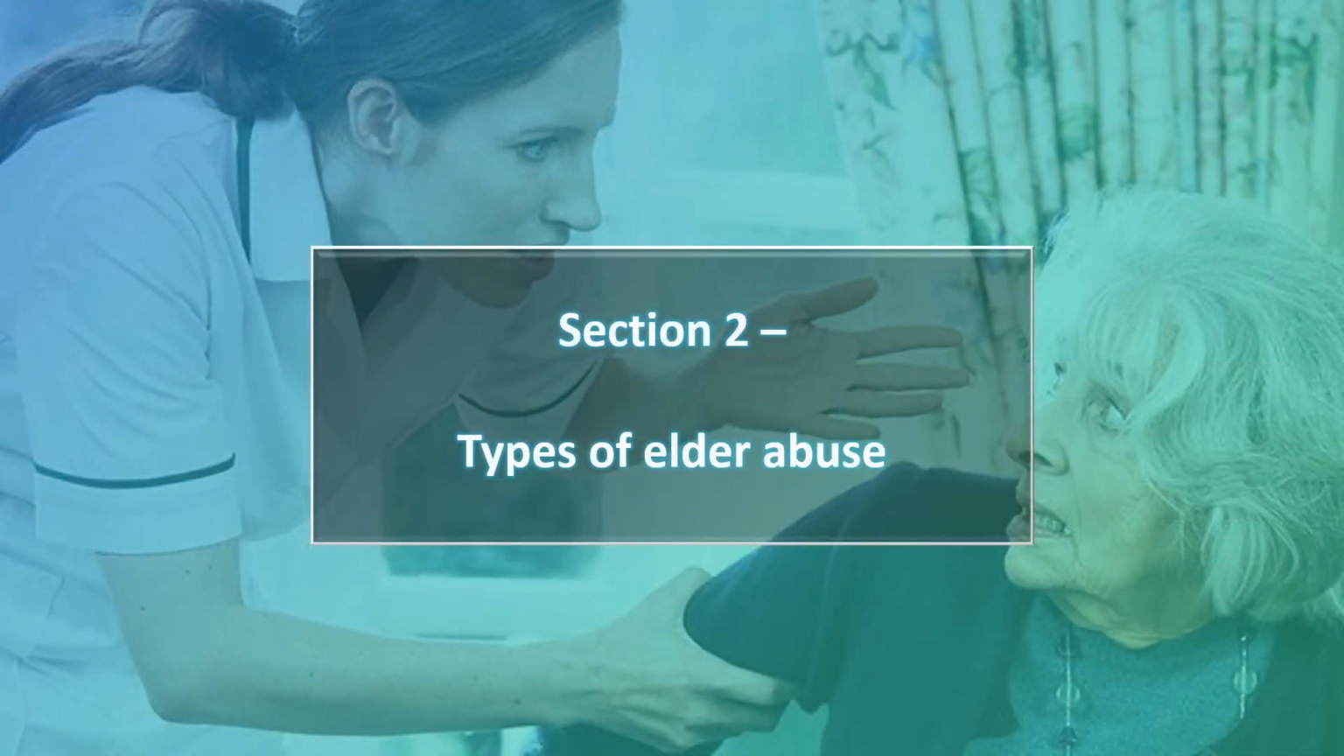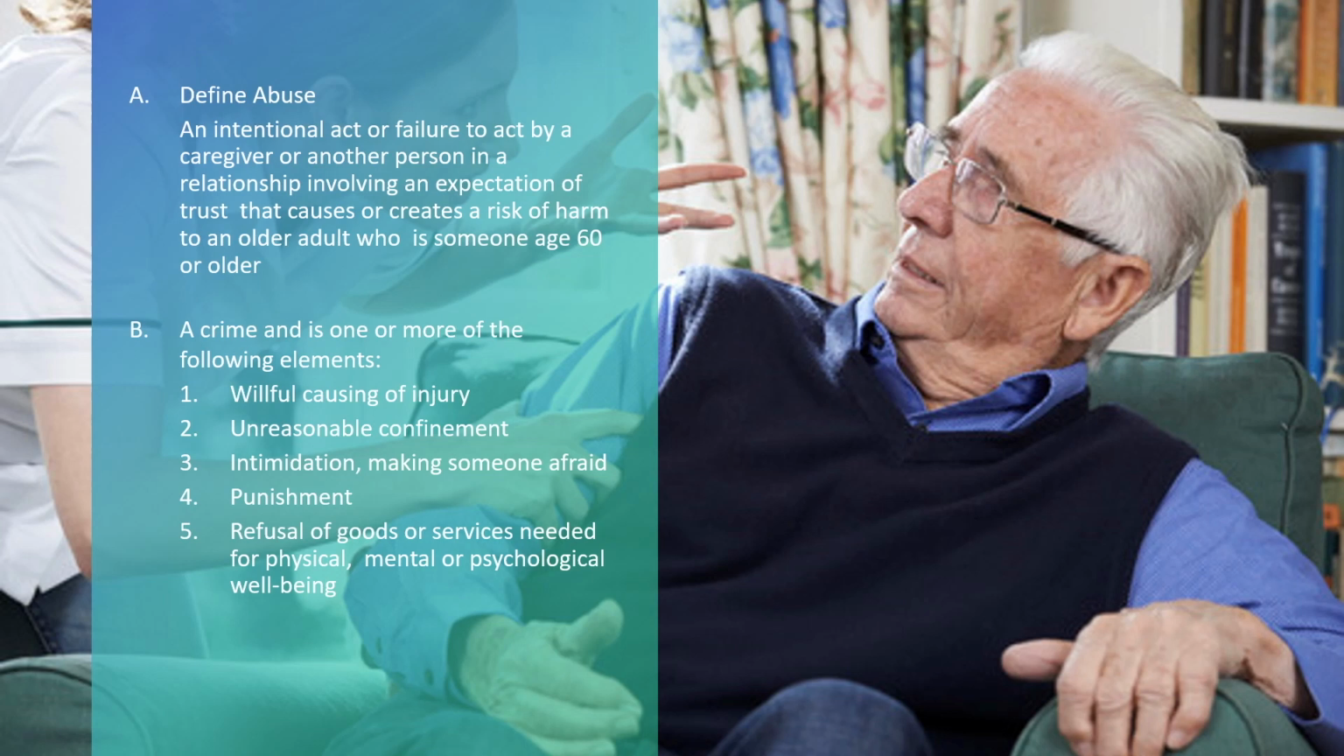Section 2, Types of Elder Abuse. Define abuse. It's an intentional act or failure to act by a caregiver or another person in a relationship involving an expectation of trust that causes or creates a risk of harm to an older adult, who is someone age 60 or older.